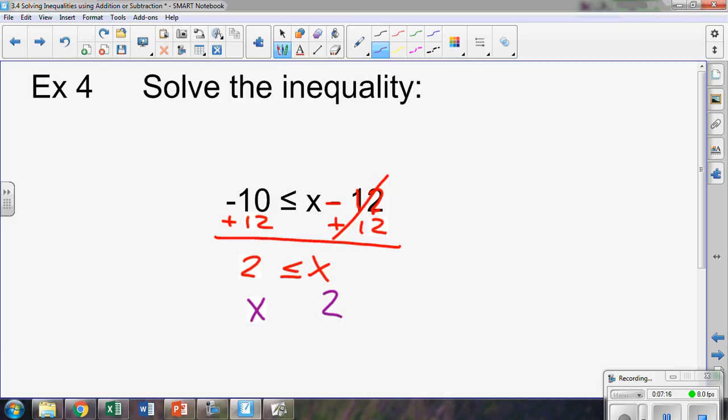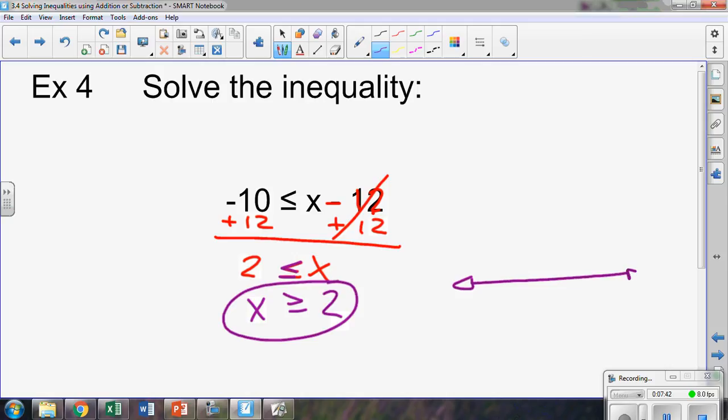Quite simply, we just have to make sure that when we flip an inequality around, we flip the inequality along with the sides. Our inequality was originally pointing at the 2. Well, 2 is less than or equal to x is the same thing as saying x is greater than or equal to 2. And this piece down here in the purple, that's how I expect you to write your answers.